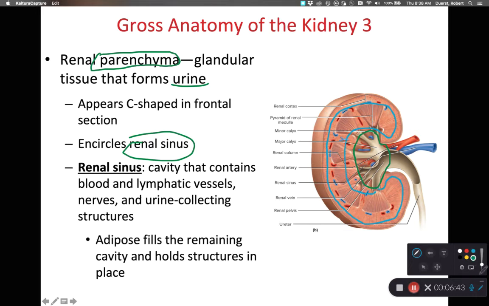And as we look at that sinus, the renal sinus, it has lots of blood and lymphatic vessels, and what makes up a large proportion of it is urine collecting tubes. We also are going to have some empty space, and that's where we are going to just kind of pack it in and fill it all in with adipose tissue. So instead of using packing peanuts to keep these tubes separate from each other, we use fat to keep these structures in place.